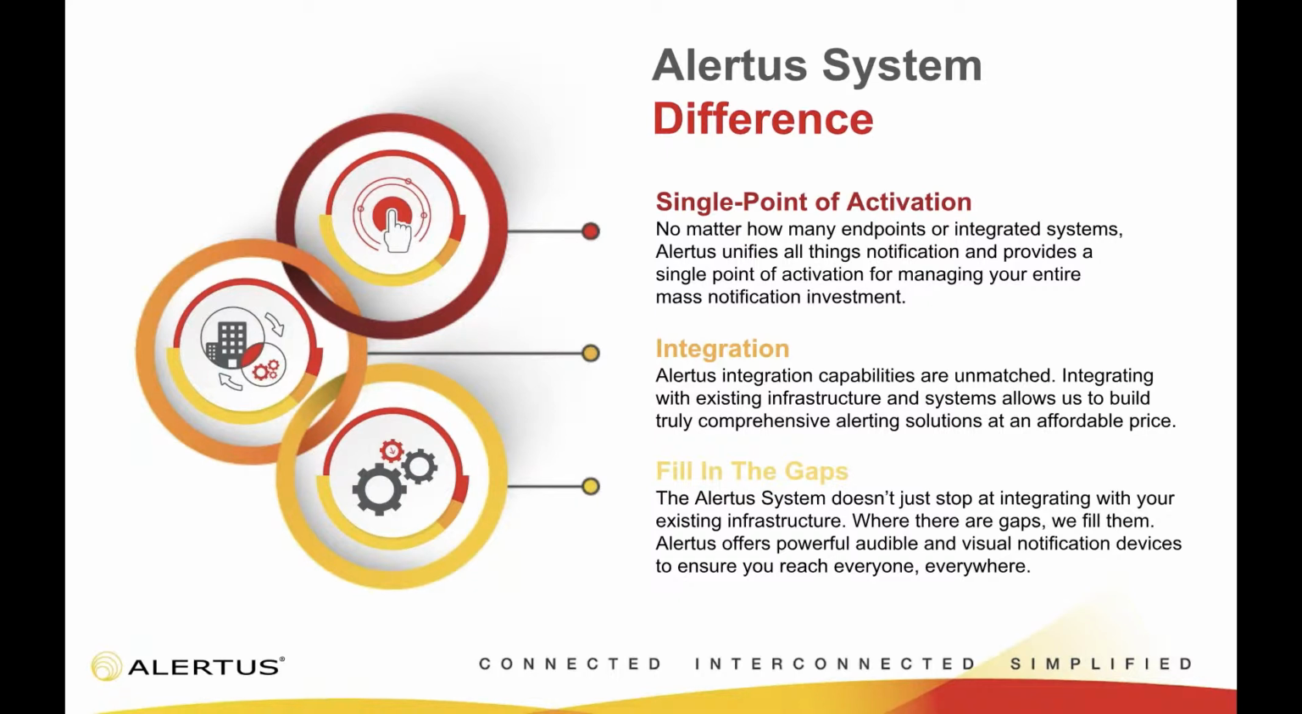The first thing that we always say here is we want to make sure that alert gets out in a timely manner. So a single point of activation is very important for us to get that alert out, no matter how many endpoints you're reaching, no matter how many campers or employees you have to reach. We want to make it so you have one button or one activation point that you have to press that will allow you to get that notification out within seconds.